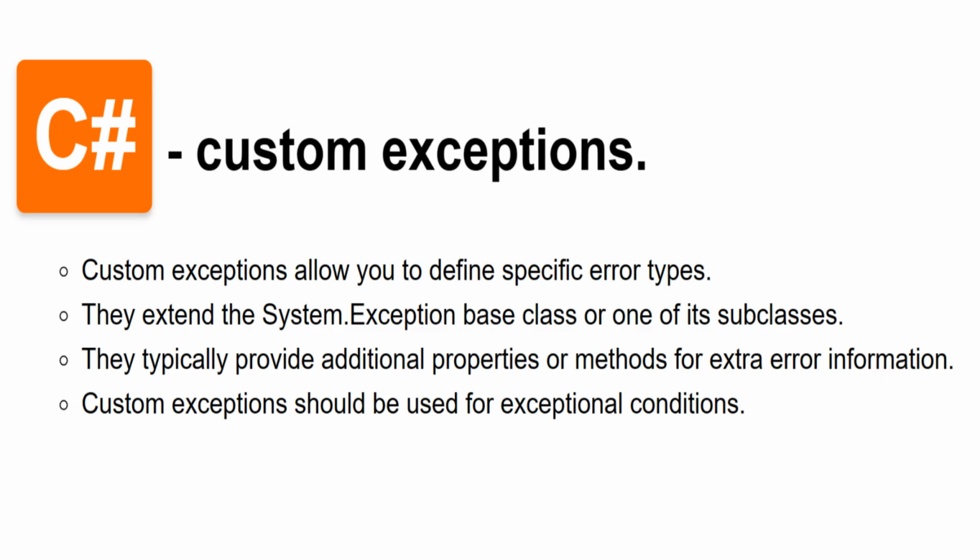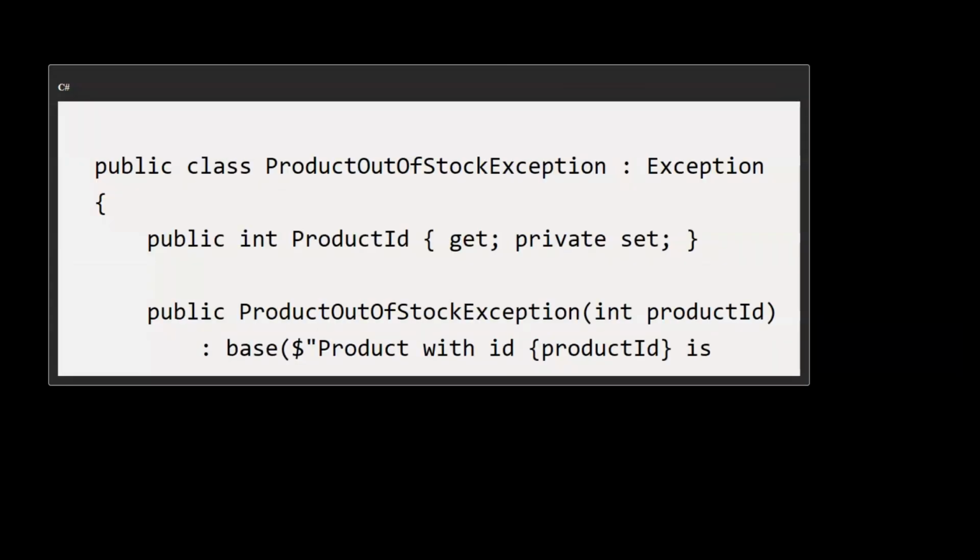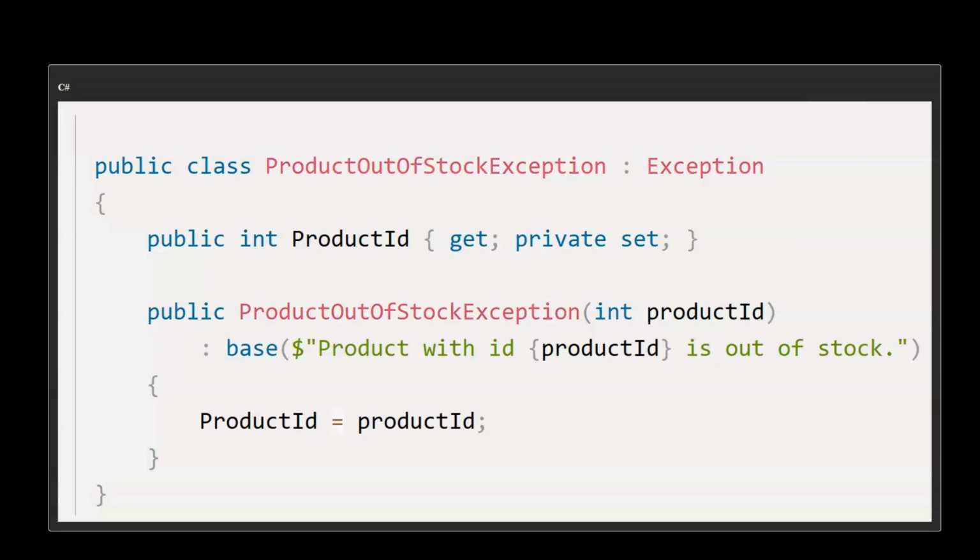What are custom exceptions in C#, and why do we need them? Let's take a look at a quick example first, and then I will get into more details. Let's say you are building an online store system and you have a class that processes orders.